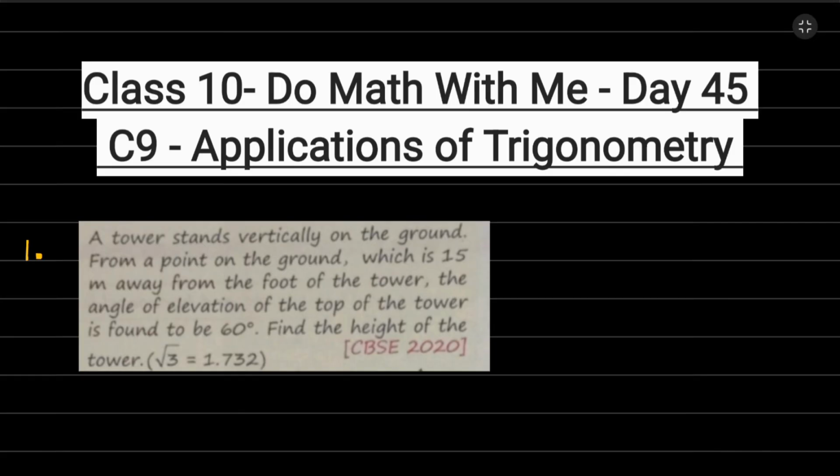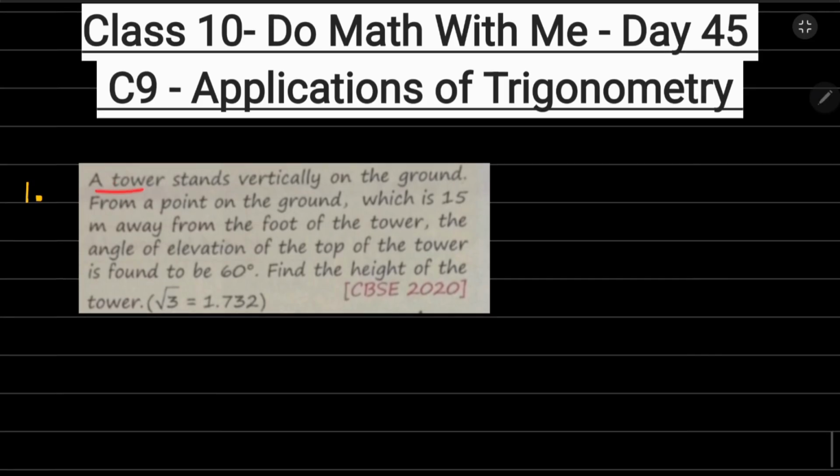Today we will be solving questions from the 9th chapter of class 10th, which is Some Applications of Trigonometry. Let's get started. So the very first question is, a tower stands vertically on the ground. From a point on the ground which is 15 meters away from the foot of the tower, the angle of elevation of the top of the tower is found to be 60 degrees. Find the height of the tower.